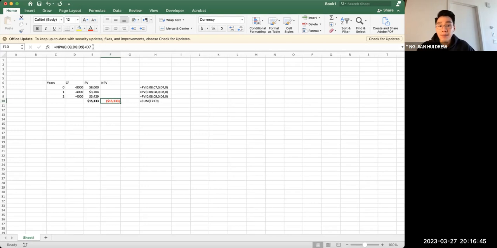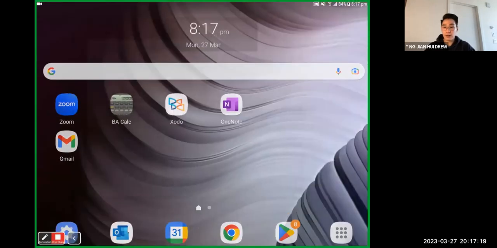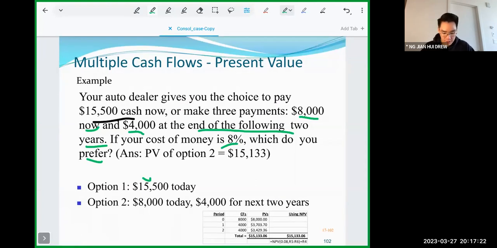I want to highlight again that the NPV formula is very powerful in the sense that you can just highlight the cells that you want. But what's important is that you must only consider the cash flow from year 1 onwards, year 1, year 2, year 3. We do not consider the cash flow at year 0, which is why we put it outside the formula. All right, I hope everyone's okay with this question. So at the end of the day, we see that option 2 is cheaper. So we should take option 2.